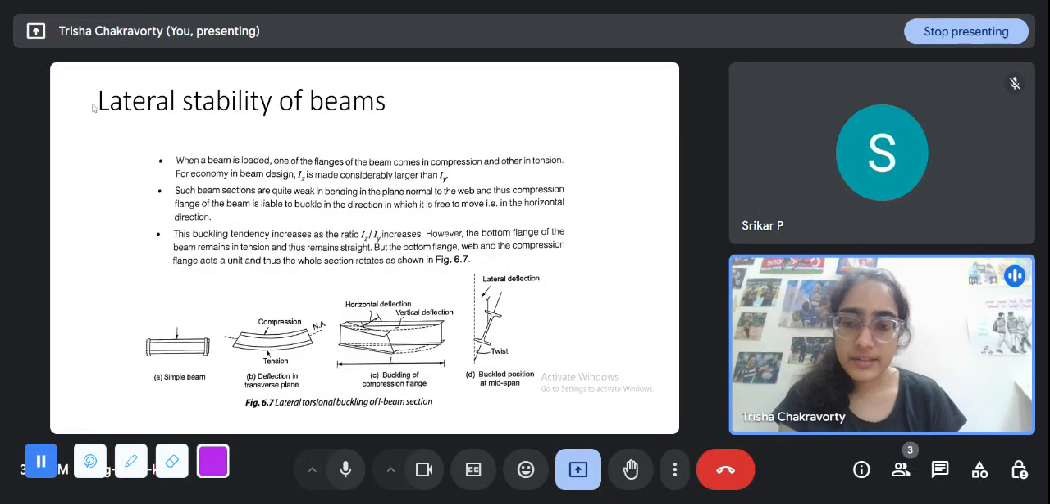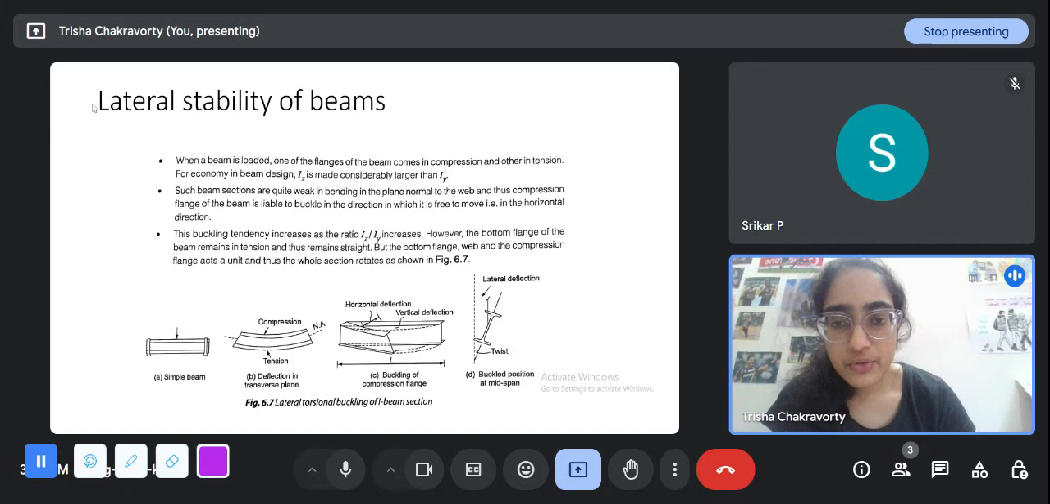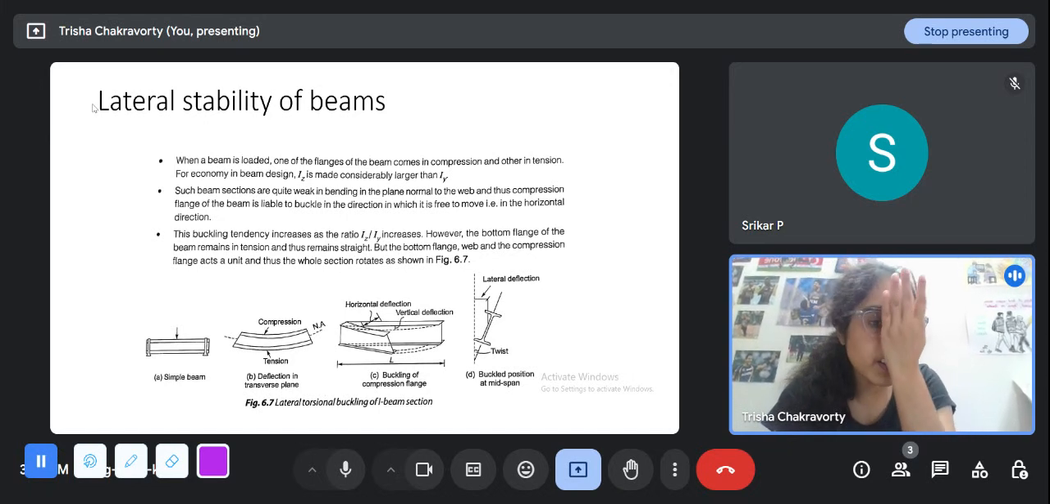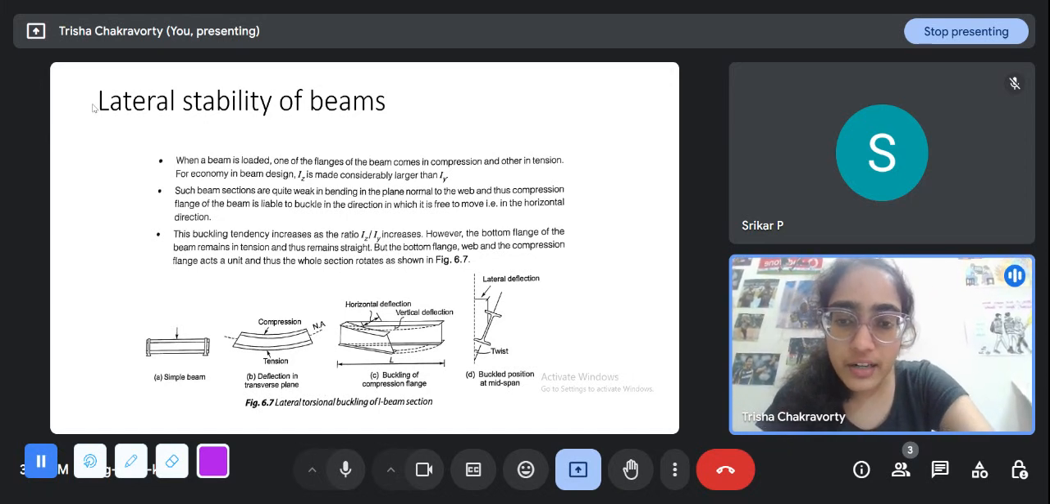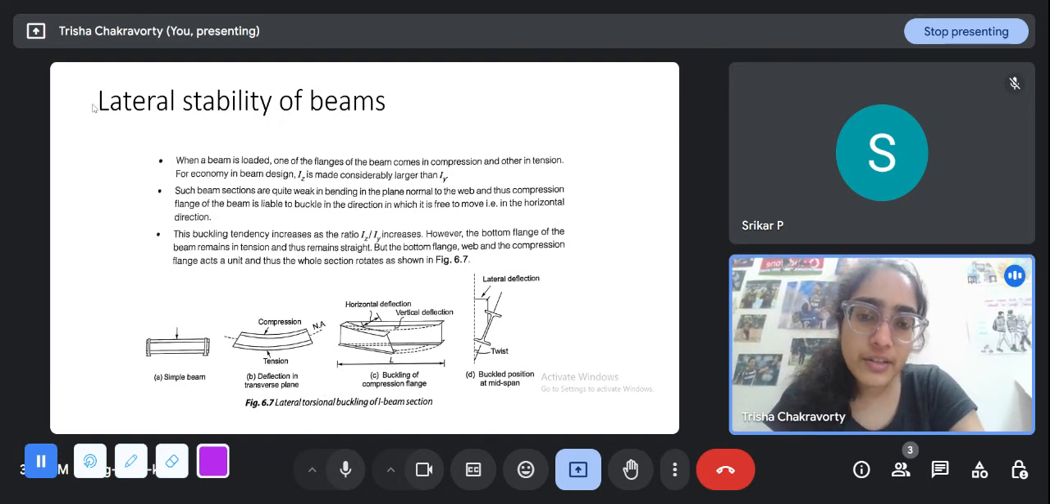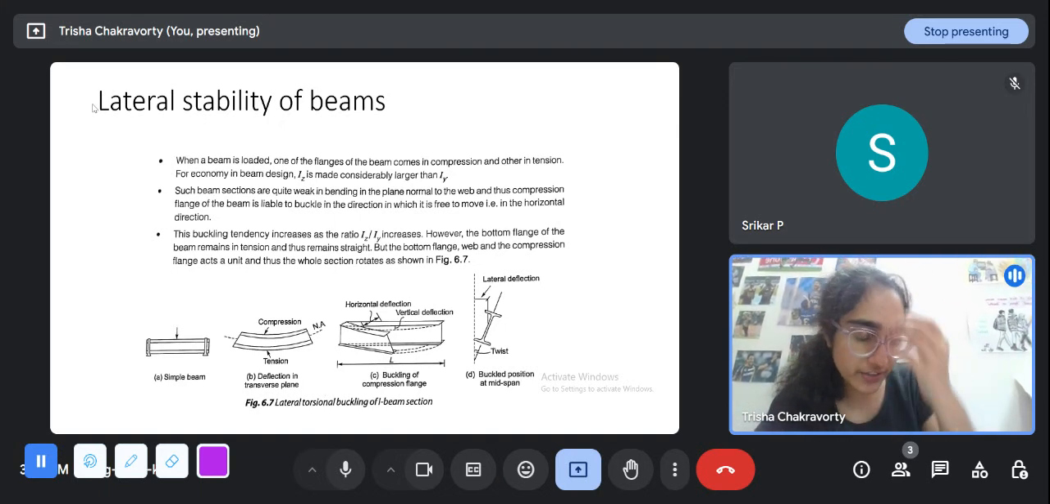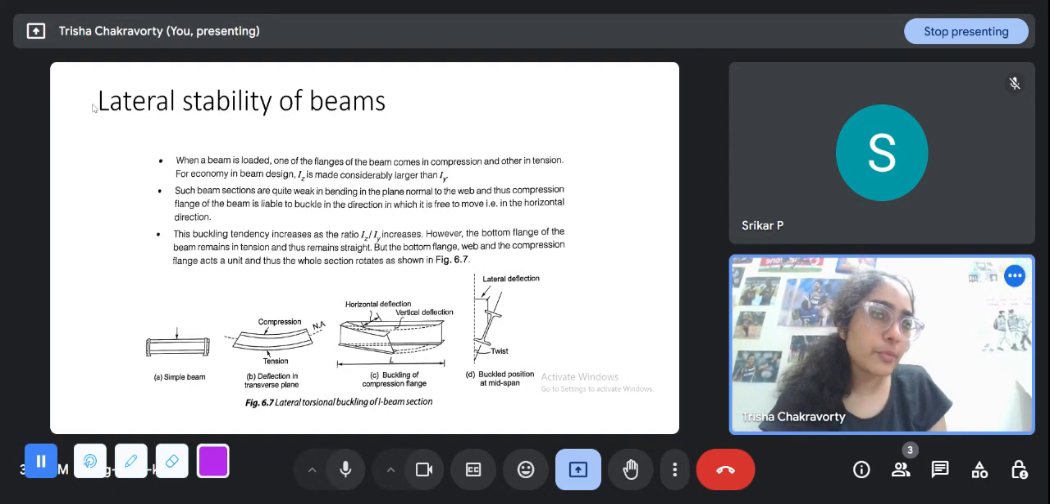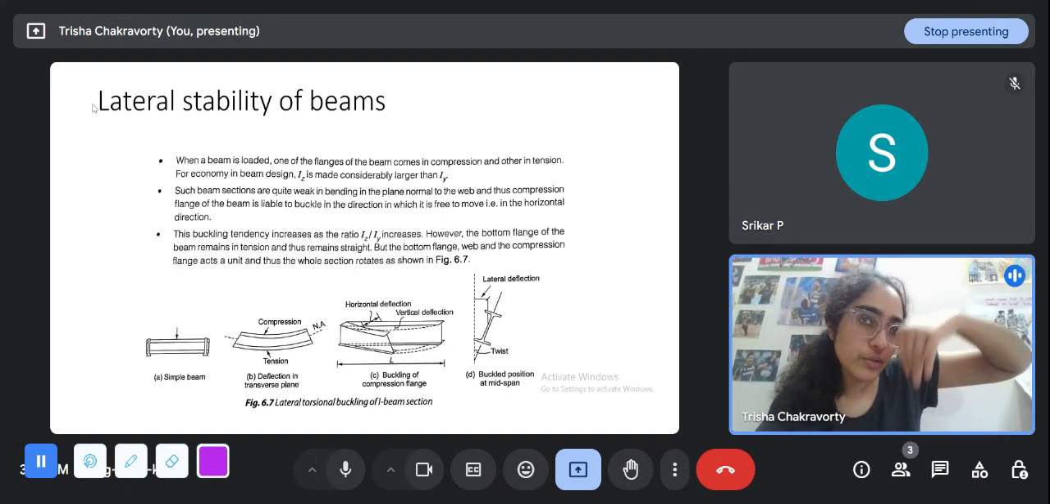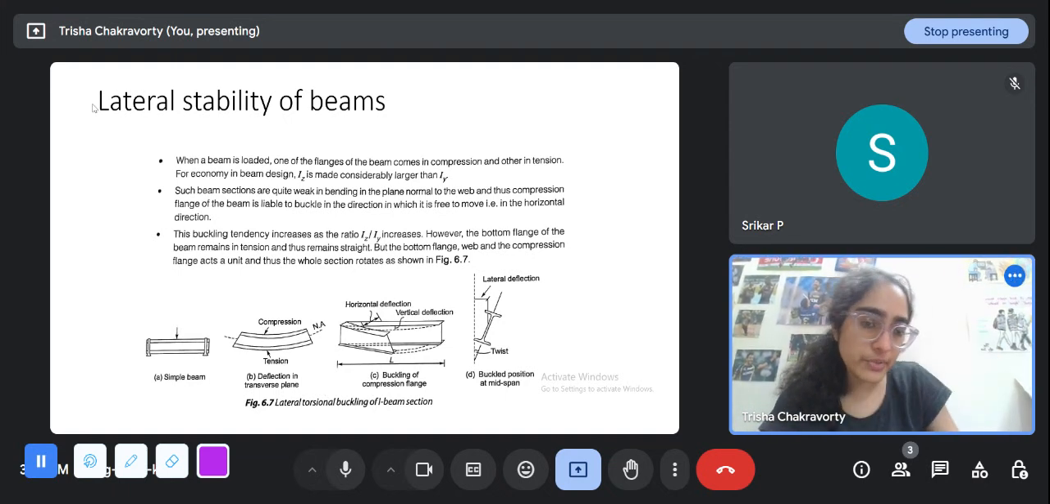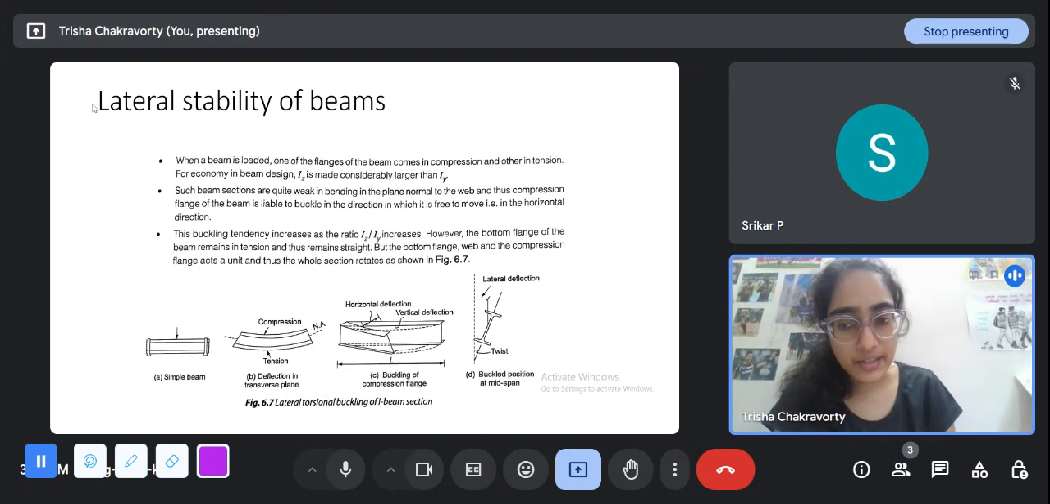Okay, so lateral stability of beams. When a beam is loaded, one of the flanges of the beam comes into compression and the other into tension. For economy in beam design, Iz is made considerably larger than Iy, because minor axis flexure is not an important limit in beams. We know that beams are generally loaded transversely, so they bend about the major axis. So we want it to have a high flexural capacity about the major axis.